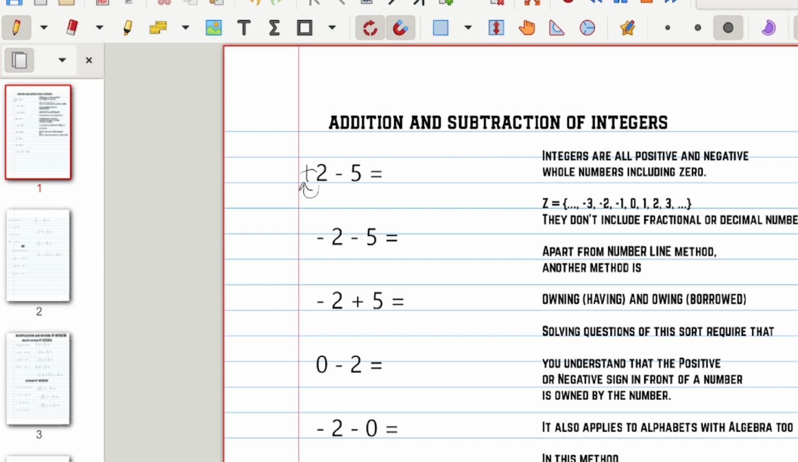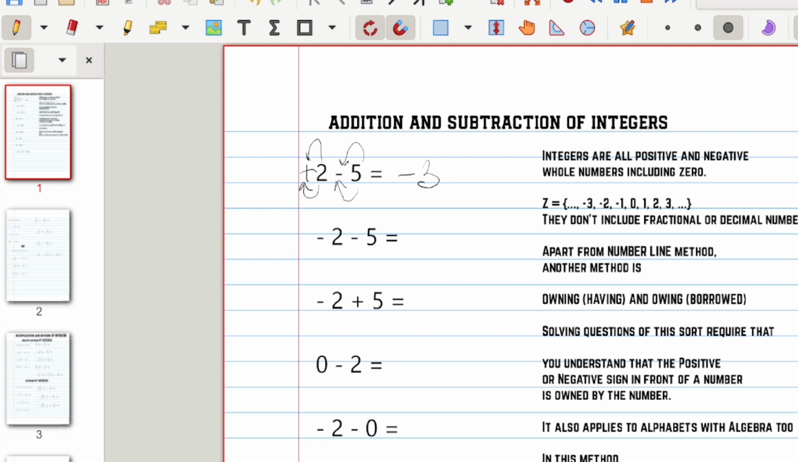Anytime you're having a plus in front of the number, it means you are owning, or you have. Then the minus in front of the number means you are owing, or you borrowed. In cases like this, +2 means you have 2 pencils, and -5 means you are owing 5 pencils. You have 2 pencils, you are owing 5. By the time you pay back 2 out of the 5 you are owing, you still will be owing 3. So your final answer is -3, since you are owing 3, and you end up having -3.